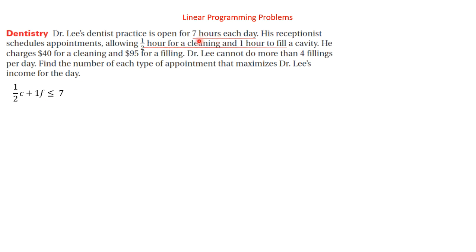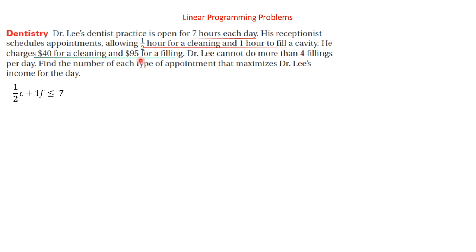Is it possible that he worked for 0 hours in a day? It is possible. That would be a really slow day. There are no appointments. Does he want to do that? No, because he's not actually making any money for doing that. So we have 1/2 C plus 1F is less than or equal to 7. Next piece of information.